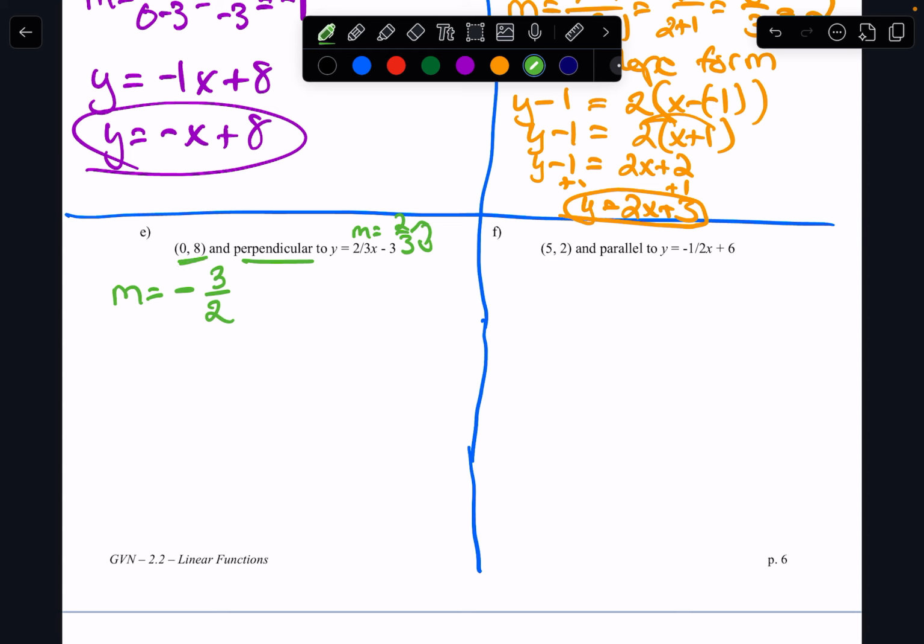Now, looking at this point, yes, it's never wrong to use the point slope form and you'll get the same answer. But again, we have the b right here because x is 0. If you plug it in the point slope form, you'll get the exact same answer. So y equals negative 3 over 2x plus 8.